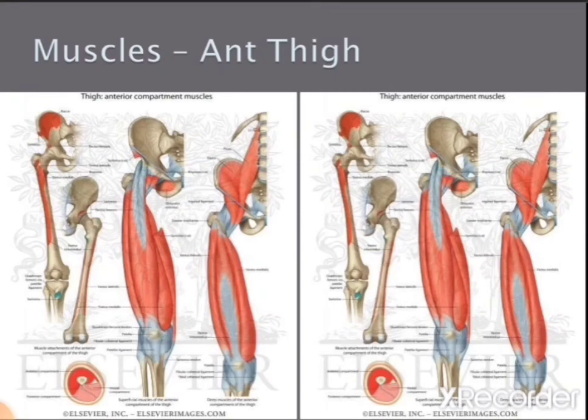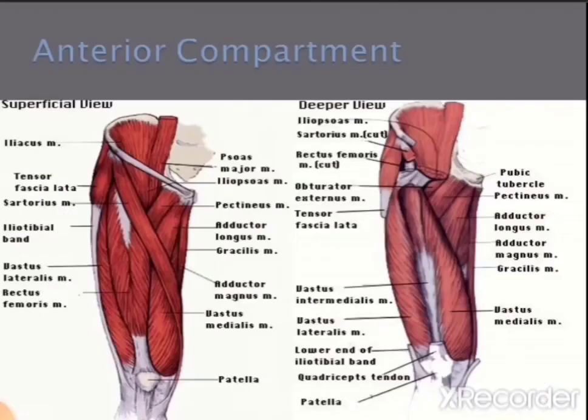So here we can see the muscle attachments on the bone and the individual muscles of the front of the thigh. So these are the muscles of the front of the thigh. In the diagram we can see all the muscles of the front of the thigh.